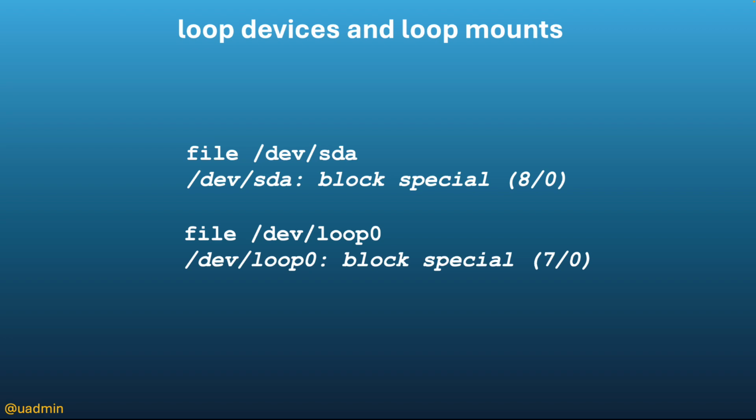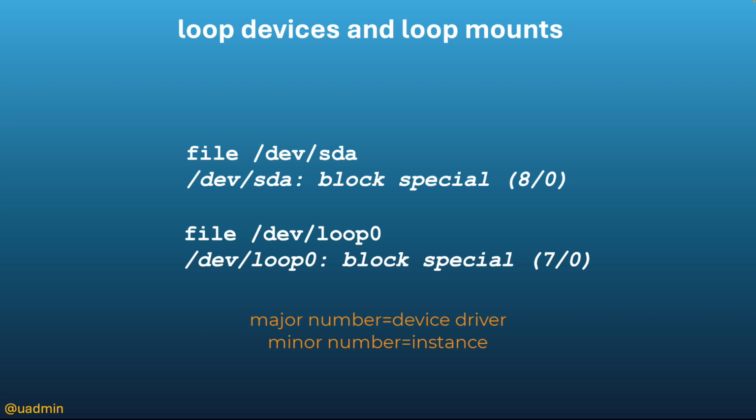Now, if we run the file command on sda, which is a disk, then we see it's a block special file. And the two numbers we see are the major number and the minor number. The major number determines the device driver to use for this device, and the minor number is the instance. So if you would have multiple disks, that would be major number 8 and minor number 0, 1, 2, etc. And if we would run the file command on loop0, which is the first and only loop device that's present by default, we see that this is also a block device.